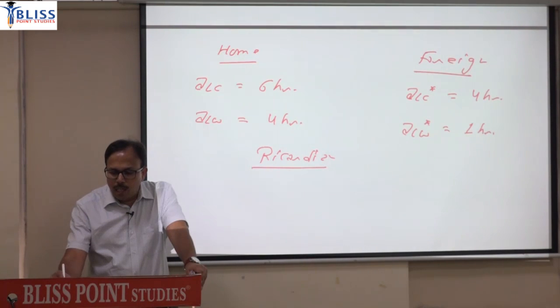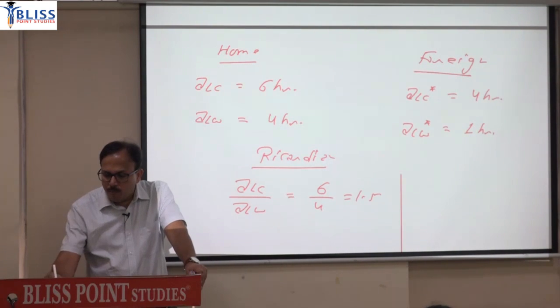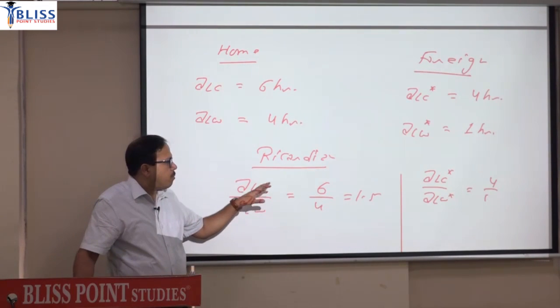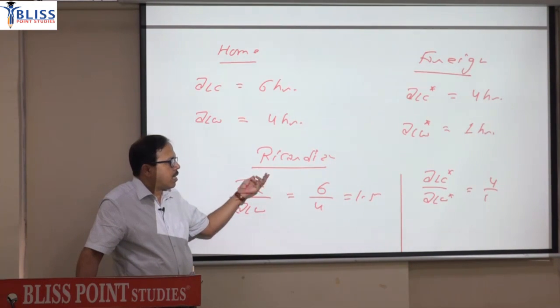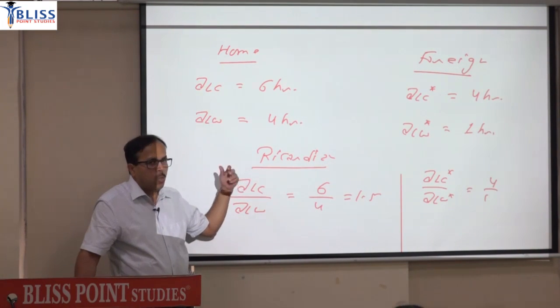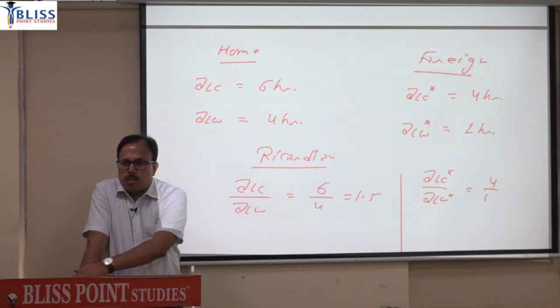So you can say that ALC upon ALW, that will be here 6/4, 1.5. और फॉरेन कंट्री के लिए अगर कंपेयर करेंगे तो फॉरेन कंट्री में ये हो गया ALC स्टार अपॉन ALW स्टार, तो दैट विल बी 4:1. तो फॉर द अपॉर्चुनिटी कॉस्ट ऑफ चीज इज लेस इन विच कंट्री? Opportunity cost of cheese is less in the home country, so home country has comparative cost advantage in producing cheese.